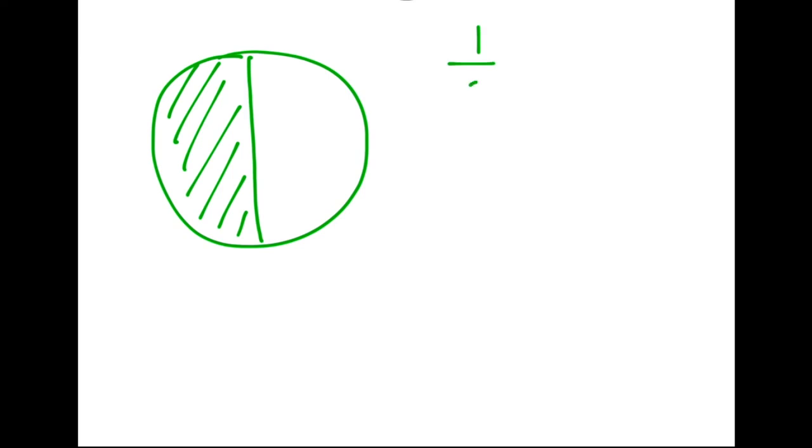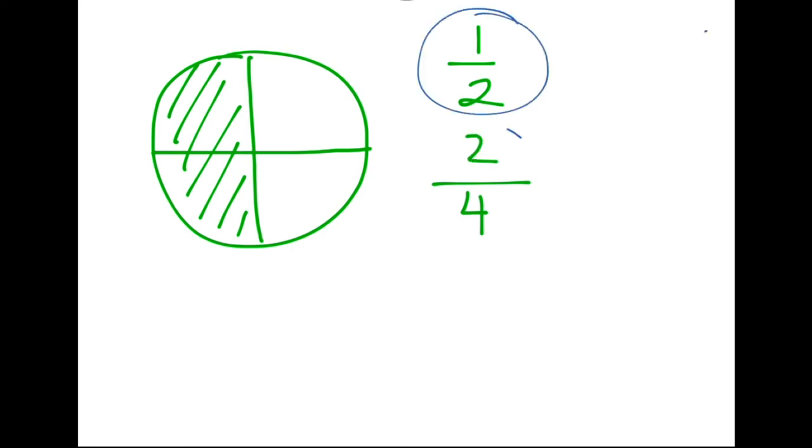Suppose you have a circle. Let's shade this part. So clearly this is 1/2. What if we draw another line here? This time we have a total of 4 parts, but only 2 of them are shaded. This fraction and this fraction are equal because they represent the same shaded part.